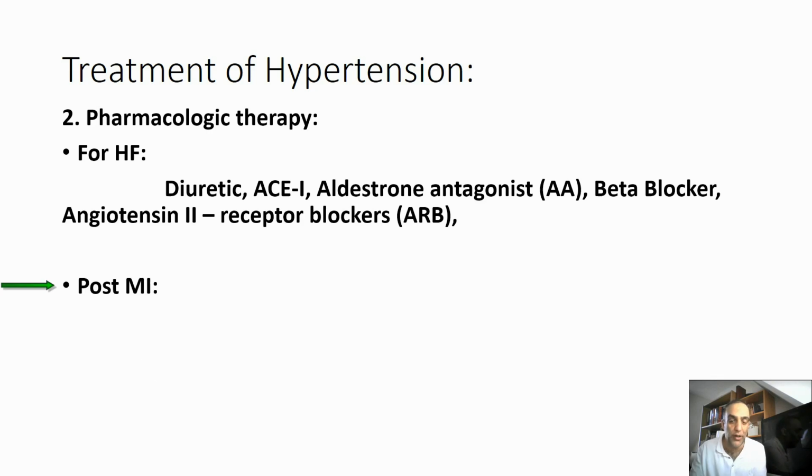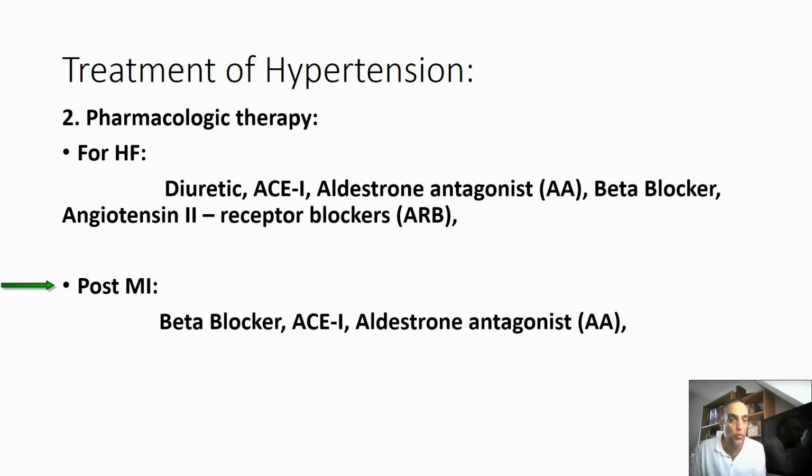But in post-myocardial infarction, we mainly use beta blocker, ACE inhibitor, and aldosterone antagonist, and angiotensin 2 receptor blockers we usually don't use. In the NAPLEX and USMLE exam books, it is exactly mentioned for this situation that beta blocker, ACE inhibitor, and aldosterone antagonist are important therapeutic choices for post myocardial infarction.